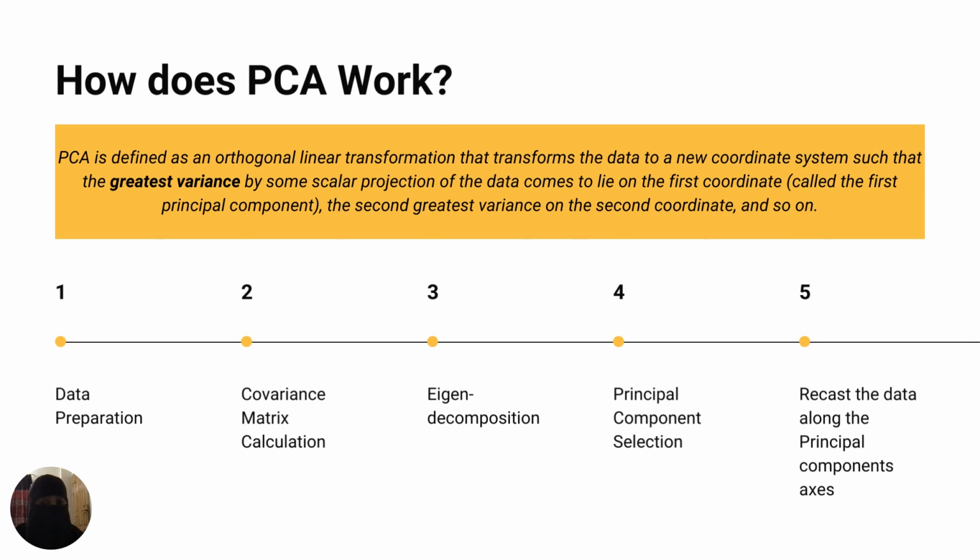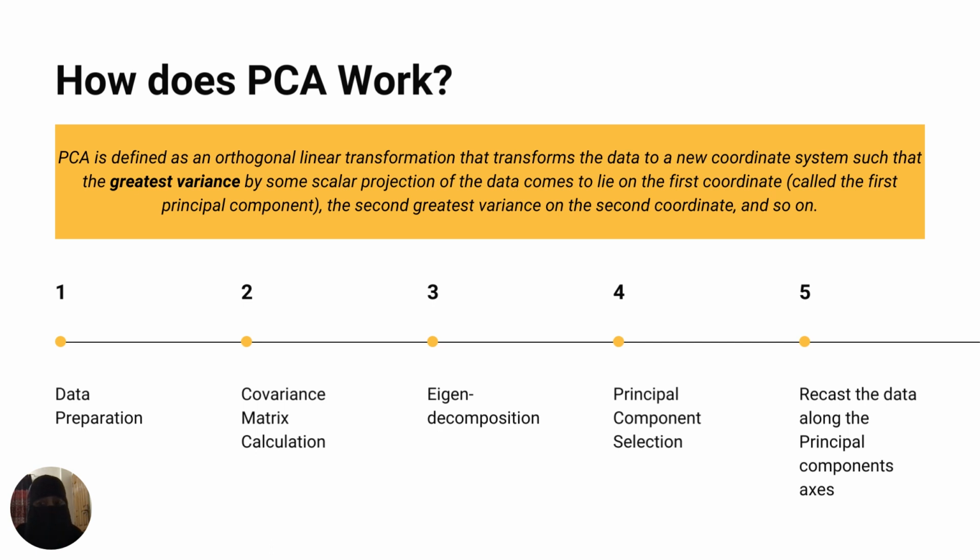Now, how does PCA work? Here's a step-by-step explanation of how PCA works. Data preparation. PCA begins with a dataset consisting of numerical variables. It is essential to standardize the variables by subtracting the mean and scaling by the standard deviation to ensure all variables are on the same scale. Covariance matrix calculation. In this step, we calculate the covariance matrix of the standardized data. The covariance matrix represents the relationships between variables and indicates their degree of linear dependency.